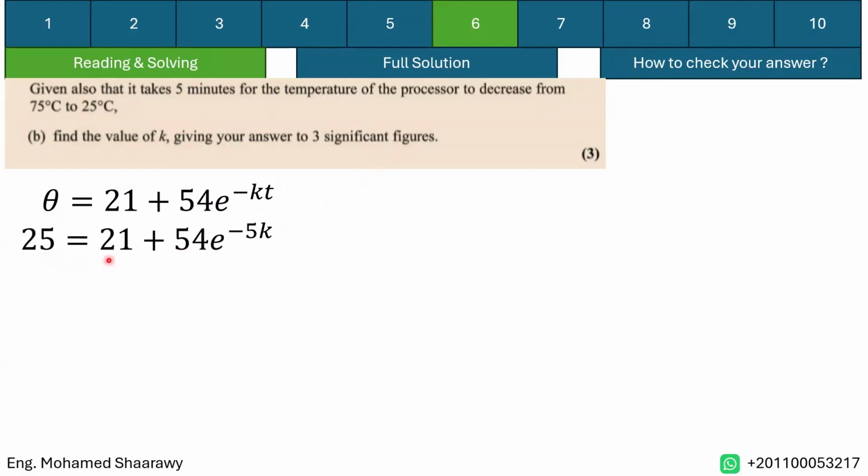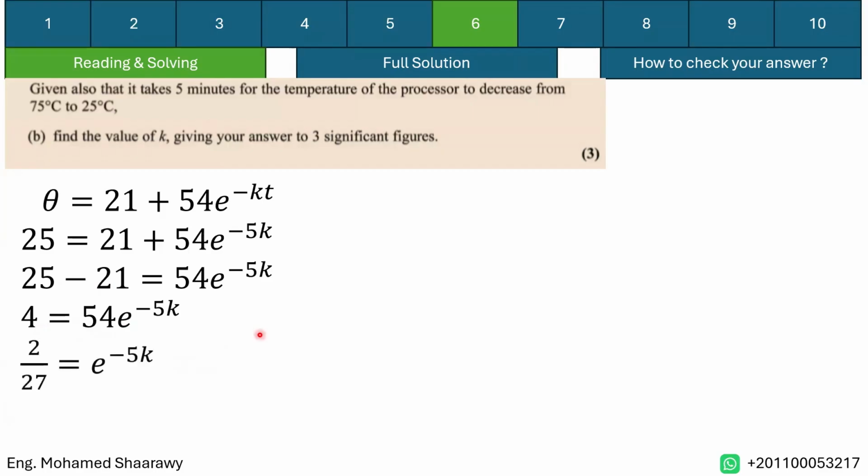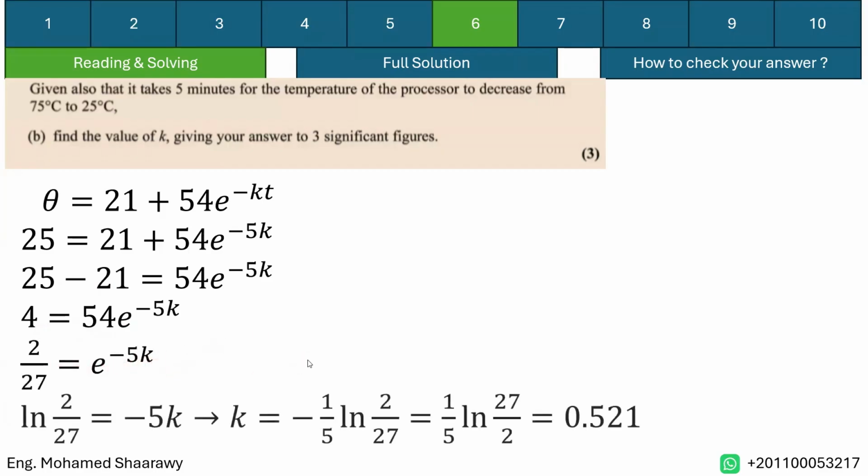Let me first subtract 21 from both sides and then divide both sides by 54. First, 25 minus 21 is 4. Let me then divide both sides by 54 and then take ln of both sides. So ln of 2 over 27 is just ln 2 over 27, and ln of e to the power of negative 5k will be negative 5k. Now I need to divide both sides by negative 5, so k equals negative 1 over 5 ln 2 over 27. There is no need for this simplification, it just needs the answer to 3 significant figures, so it will be 0.521.